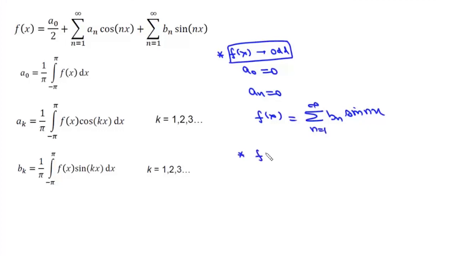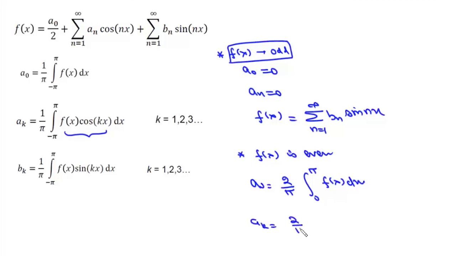And if f(x) is even, then this integral from minus a to a, f(x) dx will be 2 times the integral from 0 to a. So we can write this a0 as 2 upon pi, and then this integral from 0 to pi, f(x) dx. This function will also be an even function. So we can write this ak as 2 upon pi, then from 0 to pi, f(x) cos kx dx.